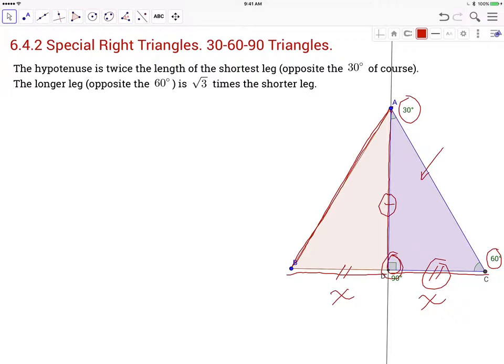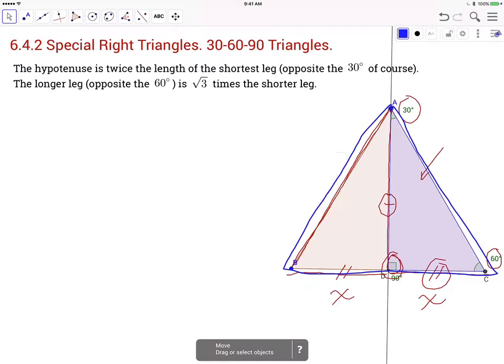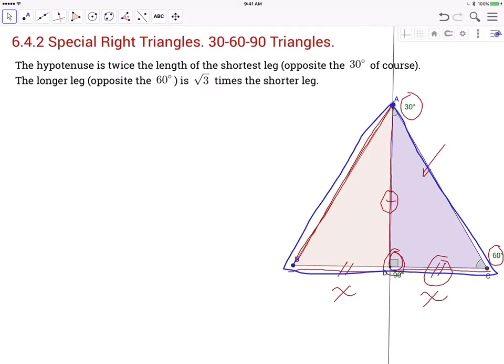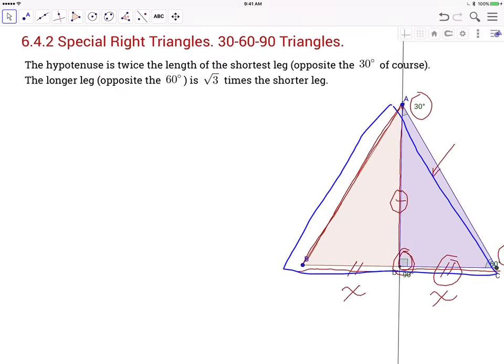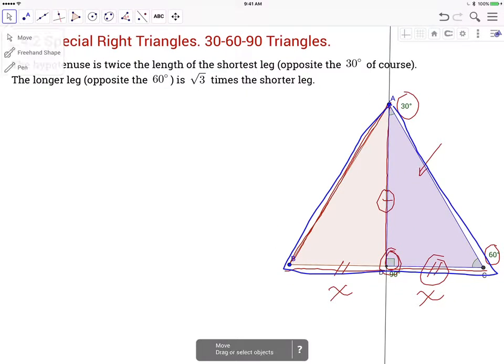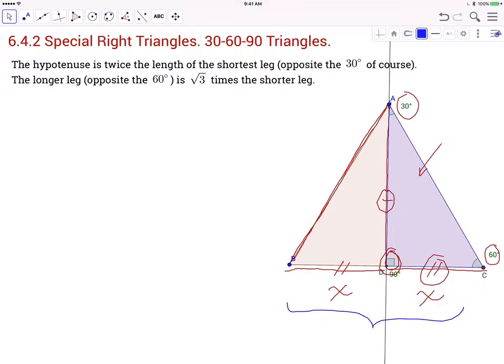If we look at the giant triangle, and I can do this in blue, the big triangle itself now is an equilateral triangle. And so if the whole side is 2x, this is also 2x, and this is also 2x, all these sides.